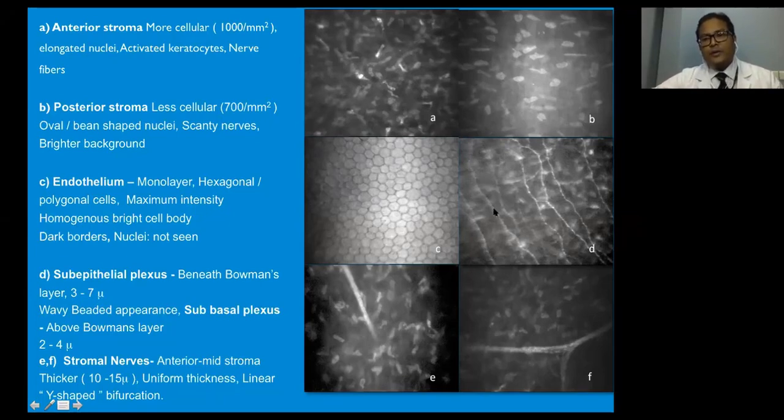And fungal filaments would be about this thin. That means the thinness of that would be that of the subepithelial plexus of nerve. So it's about 2 to 4 microns. But yes, what we are looking at is probably the fungal filament.